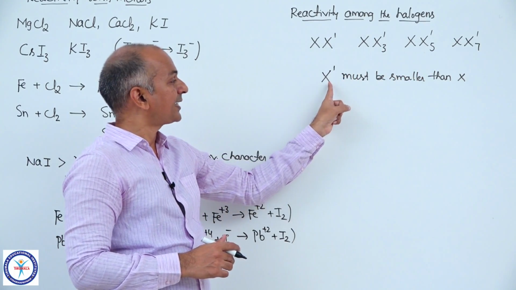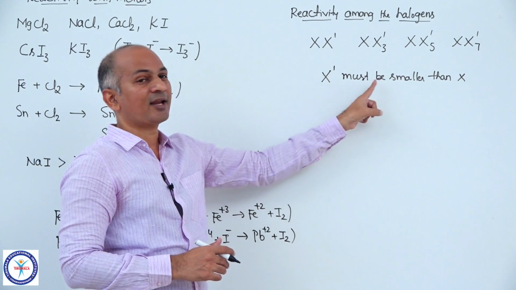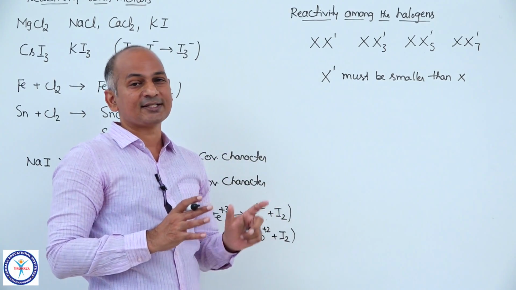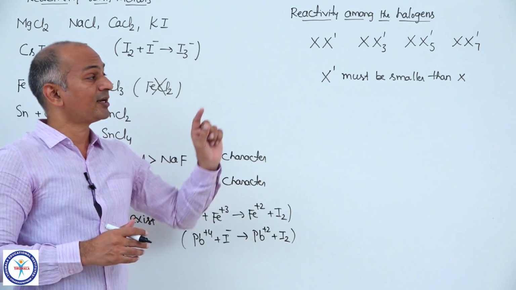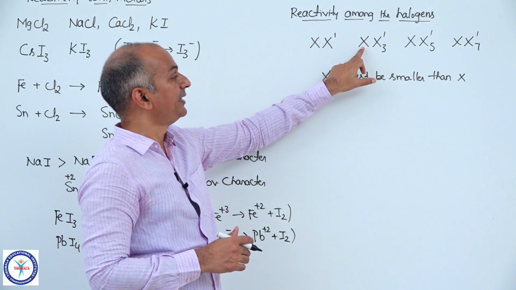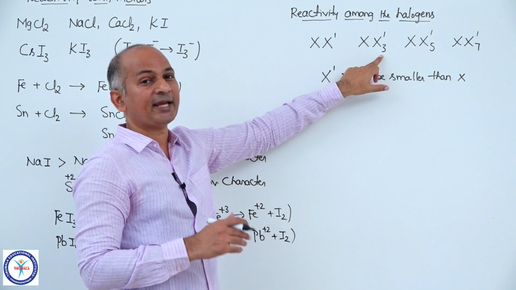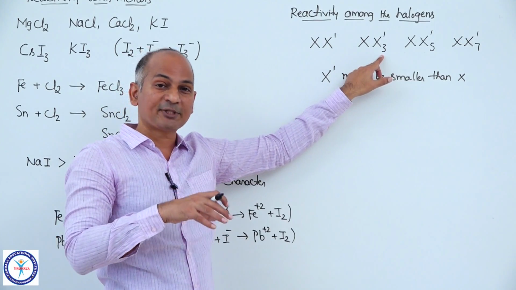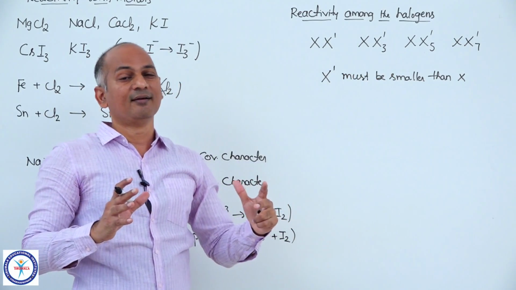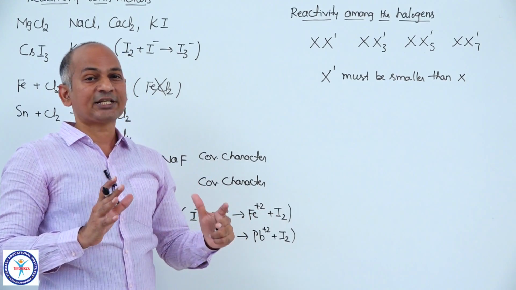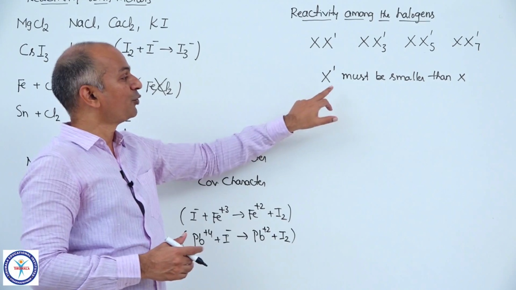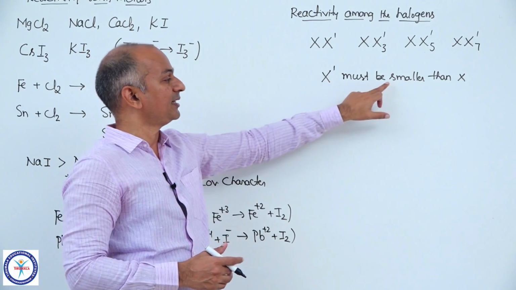And why must X' be smaller than X? We discussed this in the previous class. Whenever a particular element expands its valency, the surrounding atom must be more electronegative than the central atom. The surrounding atom must be smaller, it cannot be too big. So there are restrictions whenever the central atom expands its valency, and because of those restrictions, X' must be smaller.